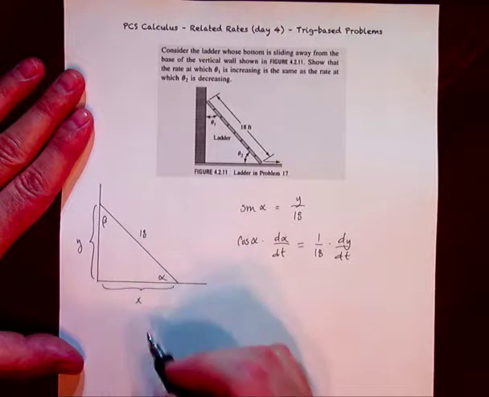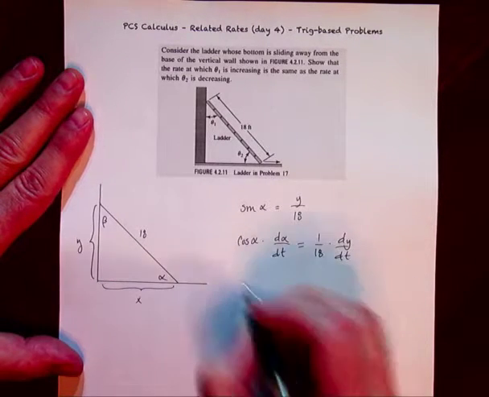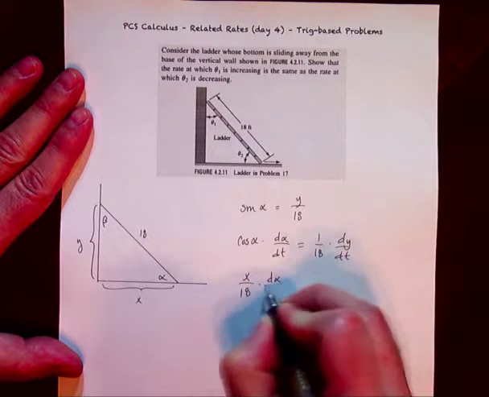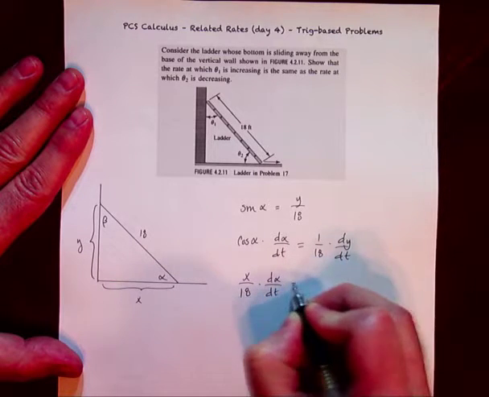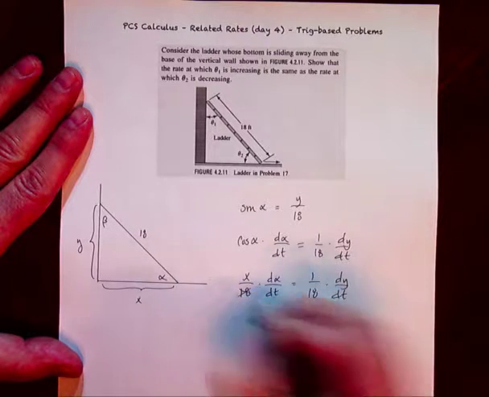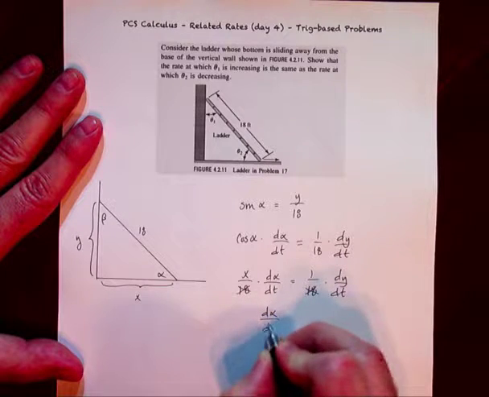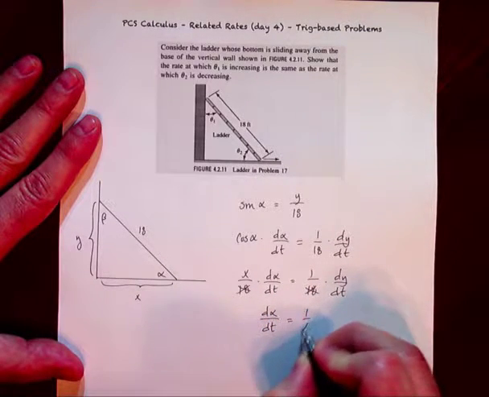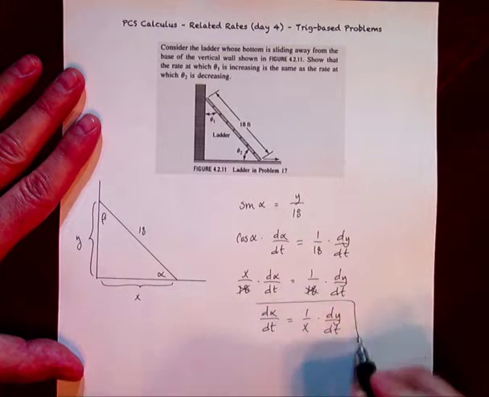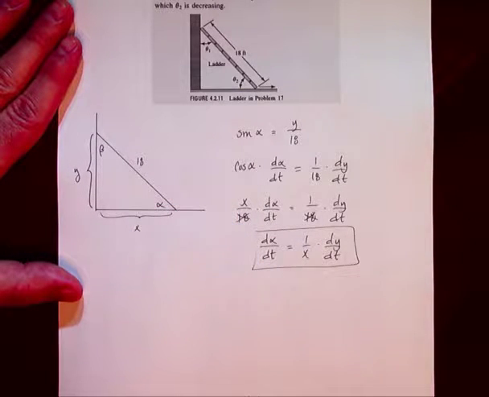It has a particular ratio that we can get from this schematic, because cosine of alpha is the adjacent over the hypotenuse. So that's x over 18 times d alpha dt is equal to 1/18 times dy dt. And of course I can multiply both sides by 18 and then divide both sides by x, and I'm going to get 1 over x times dy dt. So that is how we would find the rate at which alpha is changing, right?